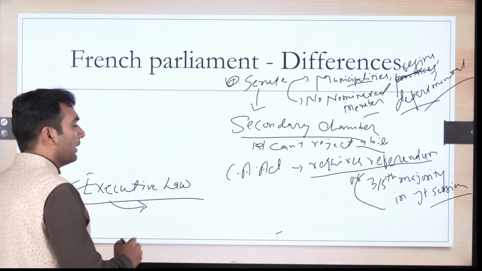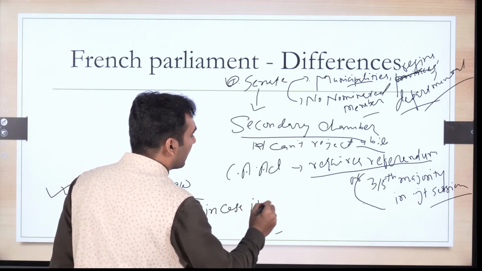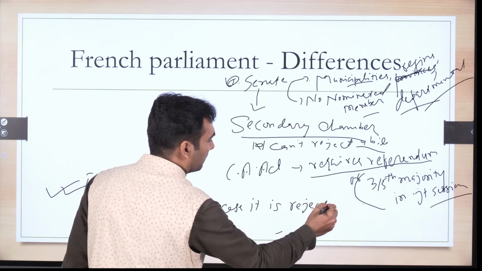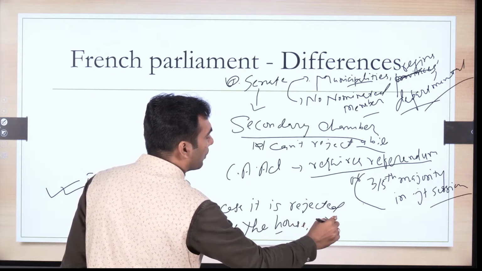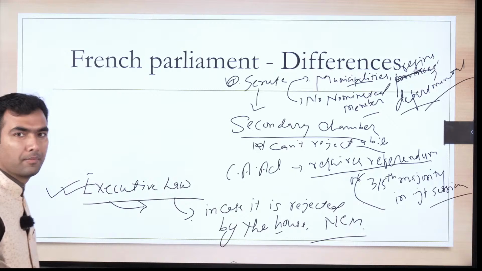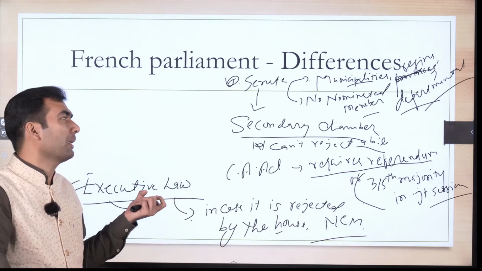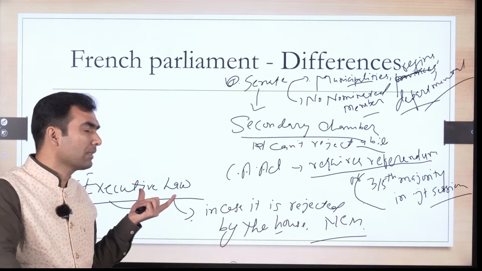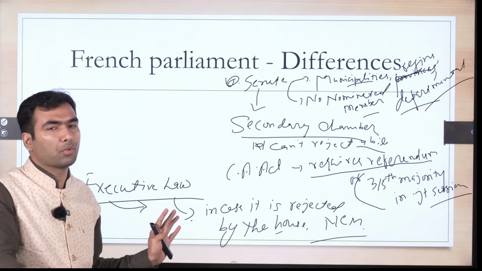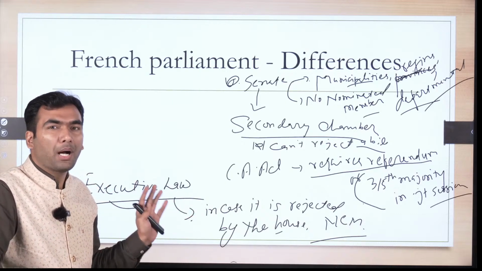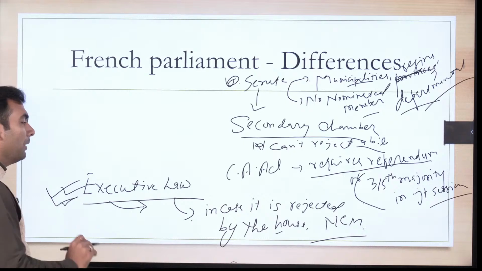The only condition that is there is that in case it is rejected by the house, it has the effect of a no confidence motion. So in case an executive law is passed and a resolution is passed by the houses or the assembly against this law, in that case it would be considered that a no confidence motion has been passed against the government. And then the government would either have to resign or have to pass a confidence motion to win the confidence of the house again. So it is very risky to bring about this executive law.